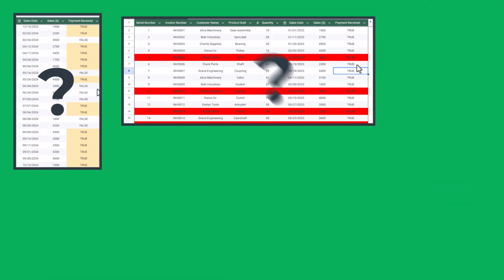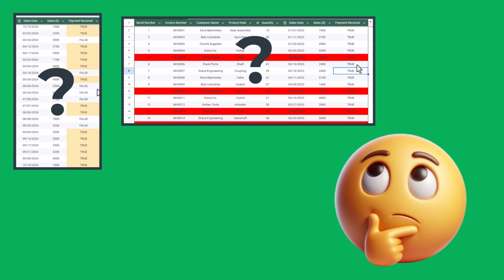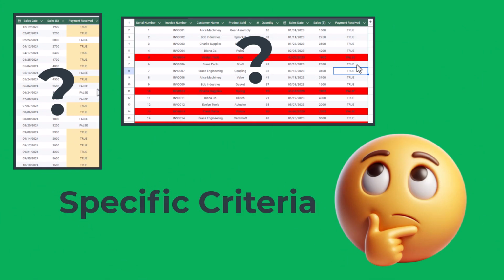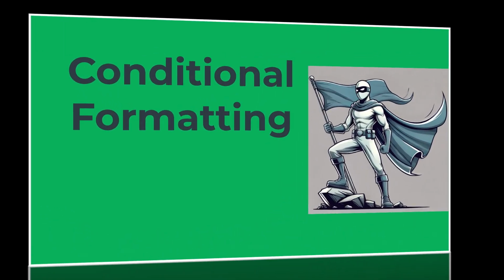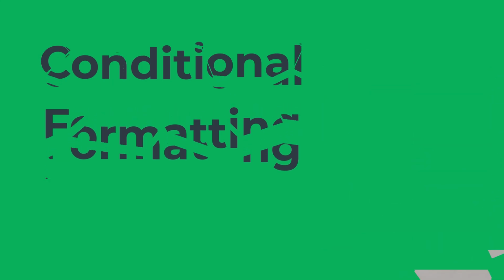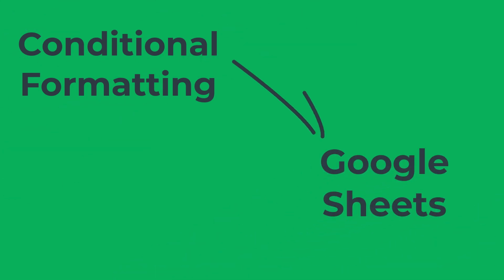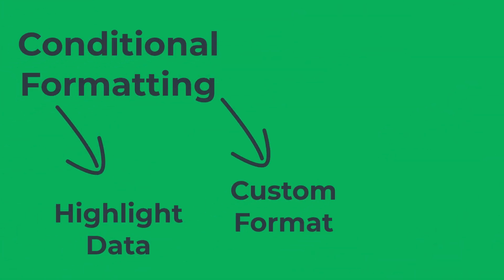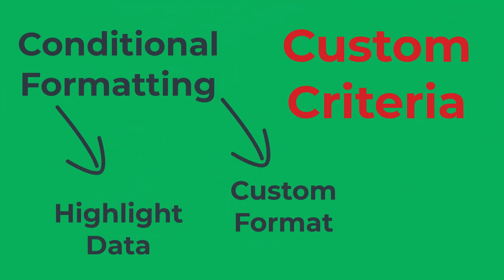Do you need to highlight or custom format your data based on some specific criteria? Well, this is exactly what conditional formatting is used for. Today we are going to learn the use of conditional formatting in Google Sheets. By the end of this tutorial, you will be comfortable using conditional formatting to highlight or custom format your data based on your own criteria. So let's get started.